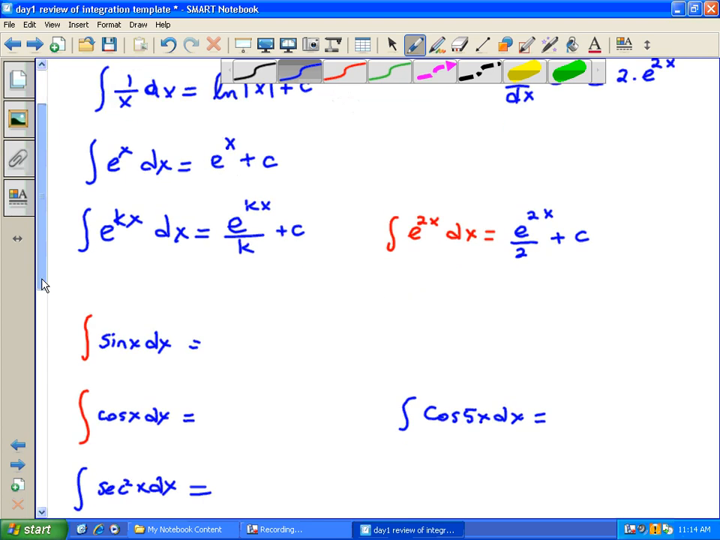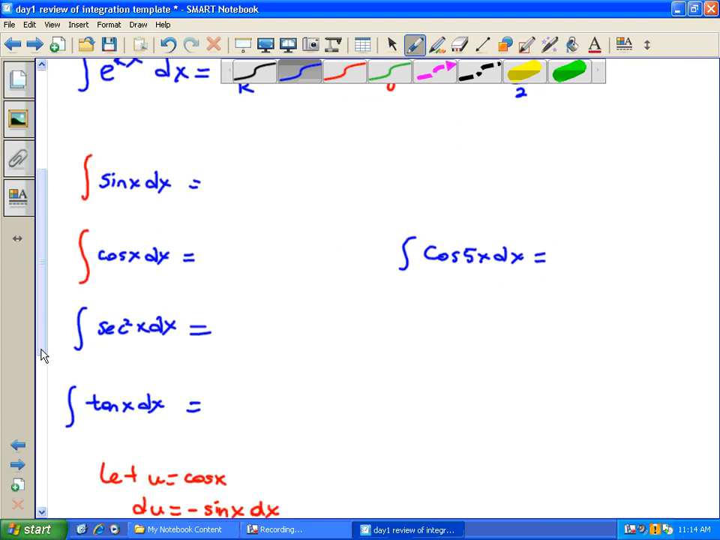Okay, let's recall a few more formulas from Calc 1. The integral of sine x. I think many of you will recall the derivative of sine x is cosine x, but the integral of sine x is negative cosine x. And one way to check, of course, every one of these answers is to differentiate the result. That should give you the initial part. So if you differentiate negative cosine x, you will get sine x.